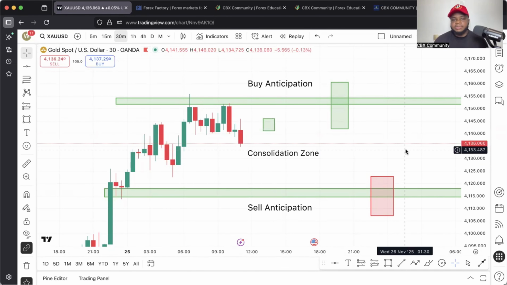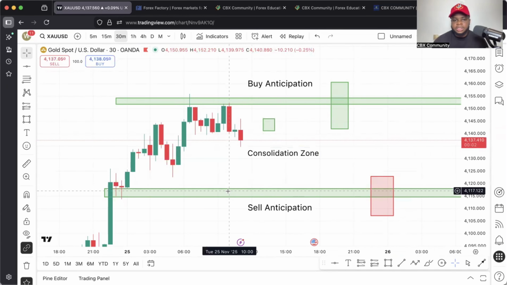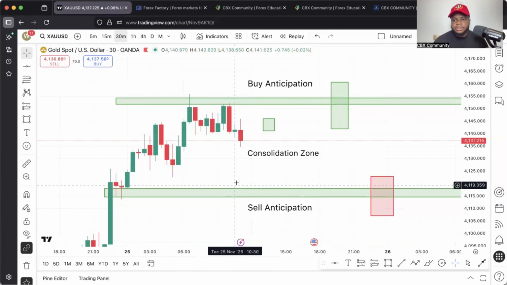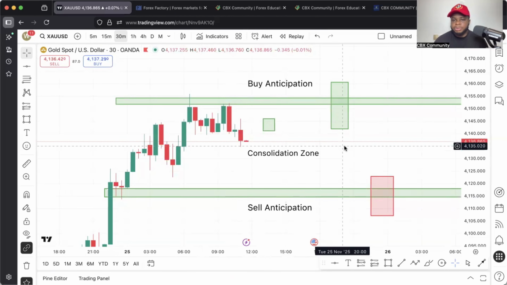You see, right now, there is volume in the market. That means this volume wants to come and break this resistance, this support zone over here. But let's just be patient.